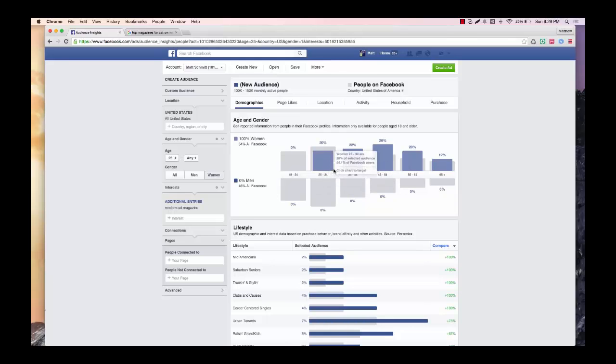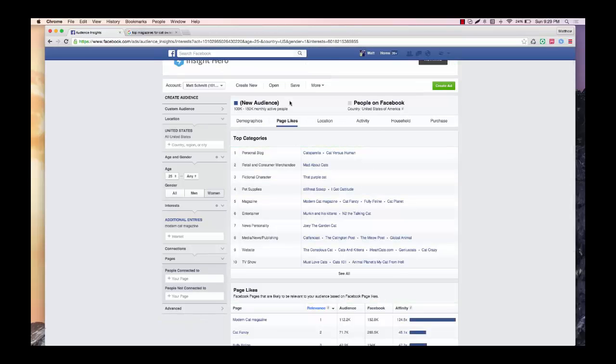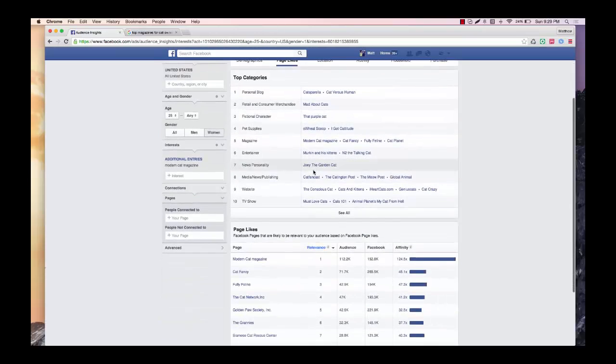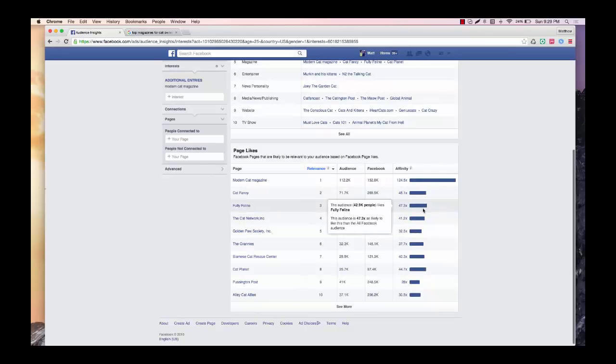So you can see now I've refined a little bit more, and women of 25 and above in the United States that like Modern Cat magazine all have a solid presence. 65 and above is 12%, so that fits our criteria of sticking around. So now I get to go in and look around for some interests. You can see all these different cat interests. Everything says something about cats.